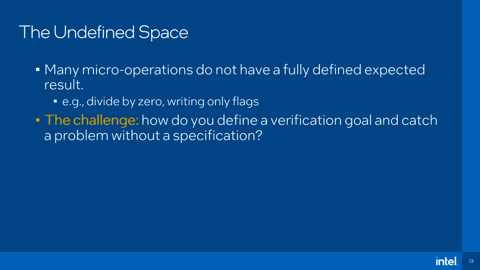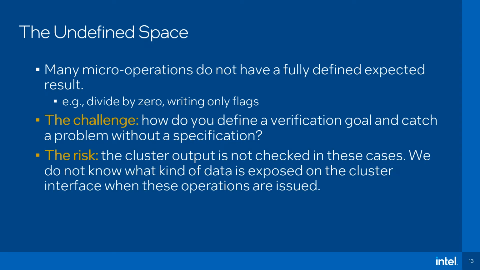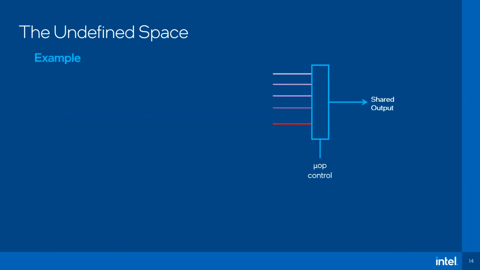So if we have no expected result, there is no way to simulate, check, compare to a reference model, or generate a failure when you do not know what to expect. But is it true to say that what is written to the writeback bus in these cases truly doesn't matter? Once something finds its way to the cluster interface, it is a potential risk. How can data leak through an undefined operation?